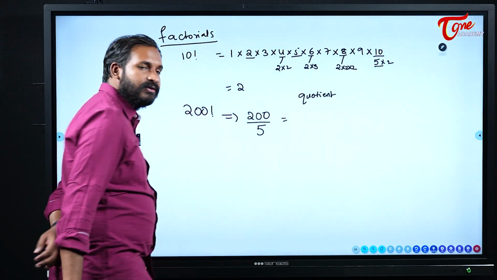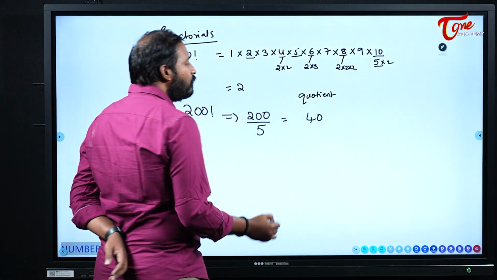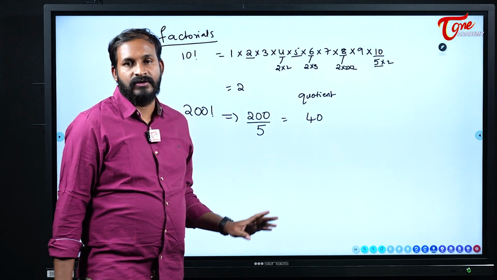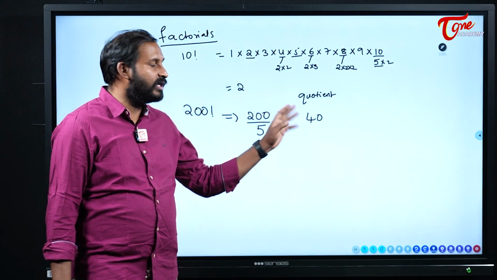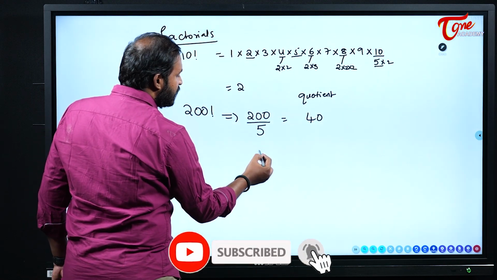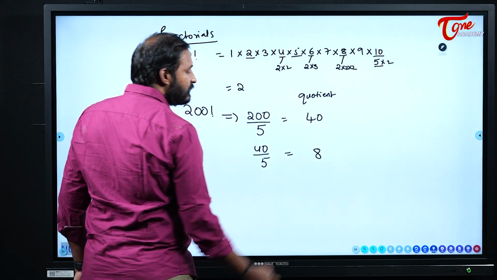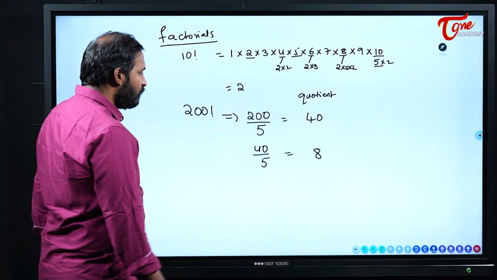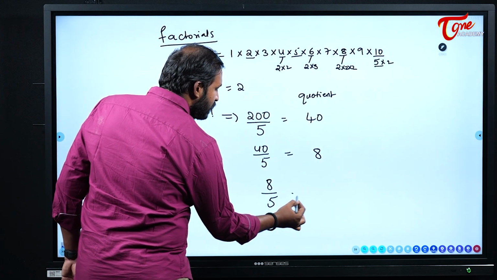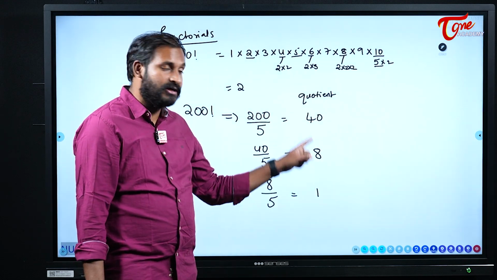What is the quotient when you divide 200 by 5? 40. Now, make sure that this quotient is less than 5. Try to do this process until you get a quotient less than 5. So, I will take this 40 and divide it by 5 once again. What is the quotient I get there? 8. Next, once again I will divide that 8 by 5. What is the quotient I get here? 1. Remember, all of these are quotients.